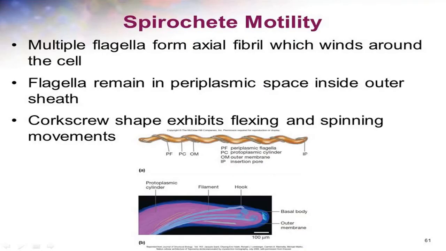Now the spirochete or spirochetal movement. Spirochetes are a type of spiral-shaped bacteria. They have flagella in the form of axial filaments, which twist around the bacterial cell. They are present in the periplasmic space, the space between the cell wall and plasma membrane, due to which they can flex, swim, creep, and show many different types of movement.